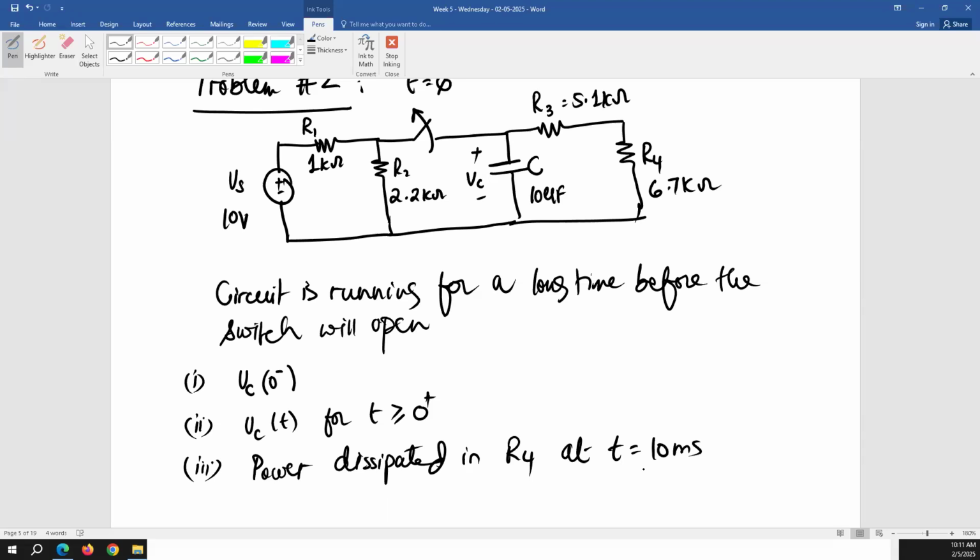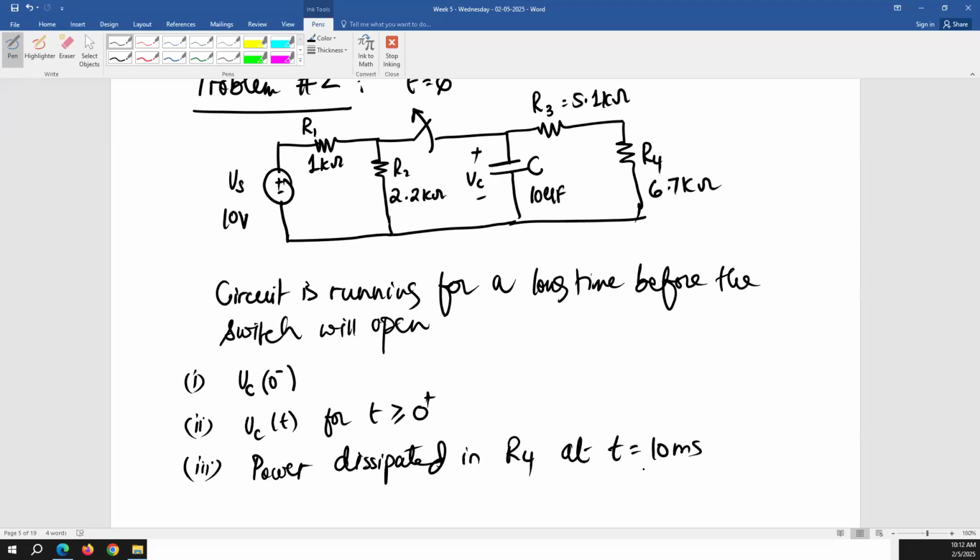So capacitor voltage at 0 negative means we are trying to find the initial voltage on the capacitor. That initial value is going to be used when we are writing the expression for the capacitor voltage in part 2. So that's going to be our V naught. When the switch opens up, the left side of the circuit is gone, and you have the right side with capacitor, R3 and R4. Those three components become a source-free circuit, and the capacitor is going to start discharging through R3 and R4.